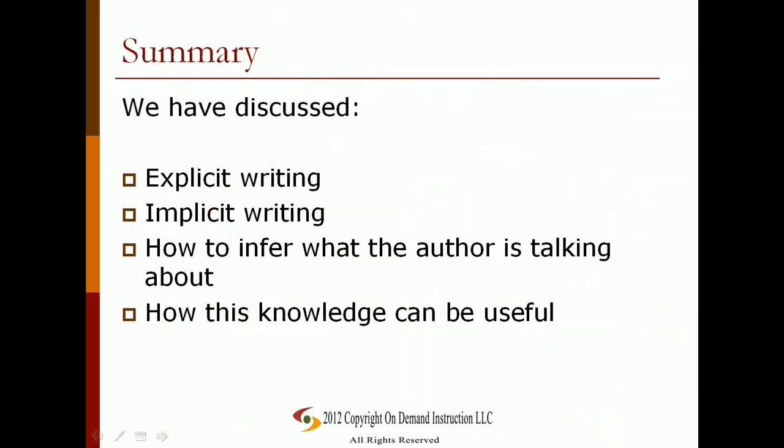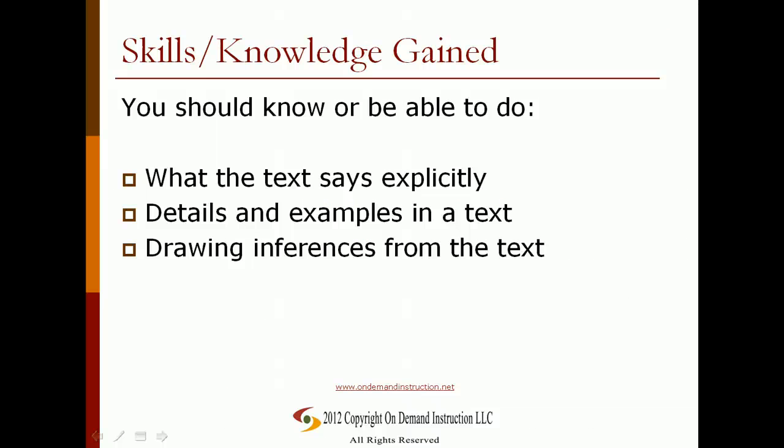We've come to the end of our session. We have discussed explicit writing, implicit writing, how to infer what the author is talking about, and how this knowledge can be useful. By the end of this session, you should know or be able to do the following: what the text says explicitly, details and examples in a text, and drawing inferences from the text. This information should help improve your reading comprehension skills.